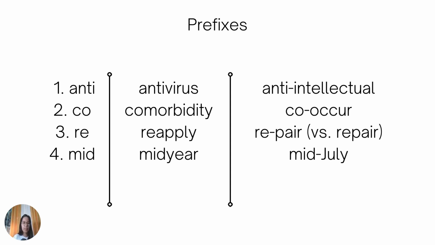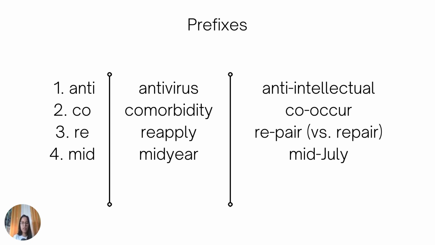For number 1, I like antivirus, but when we use the word anti-intellectual, we need to put a hyphen because the spelling will be awkward if there's no hyphen. Same with comorbidity, you don't need a hyphen, but co-occur, the spelling will be awkward. It will be double O, so we need to put a hyphen.